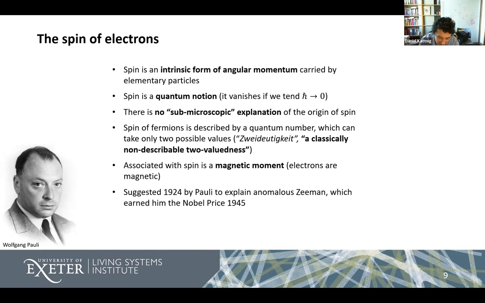We cannot represent it as a rotation of a ball-like particle, for example, but it is an intrinsic property. You should view it in the same way as if you view charge as something that is just attached to elementary particles. For fermions, like electrons, the spin projection can take on two values, namely plus 1/2 and minus 1/2, which led Wolfgang Pauli, who was the first to postulate spin, to introduce it as a classically non-describable two-valuedness. Another important point is that spin is associated with magnetic moments, that is, electrons are magnetic, and this is eventually what gives rise to all these effects that we're interested in.